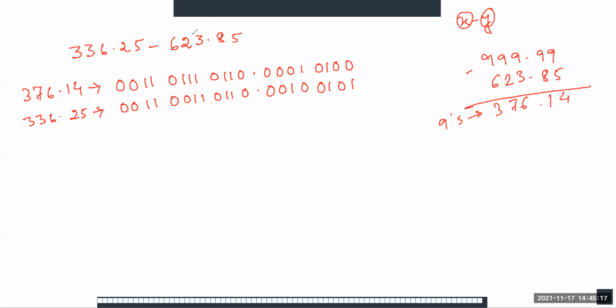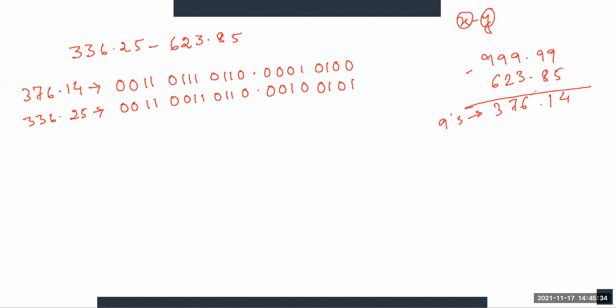Listen, this is the subtrahend, this is the minuend. The first step is to get the 9's complement of the subtrahend. Here the subtrahend is 623.85. If we subtract it from 999.99, we will get the 9's complement.